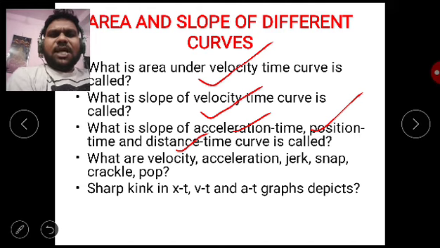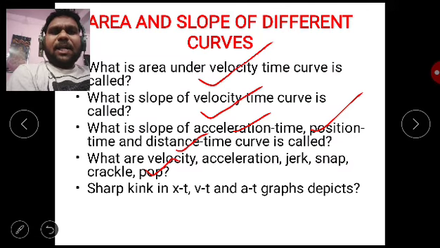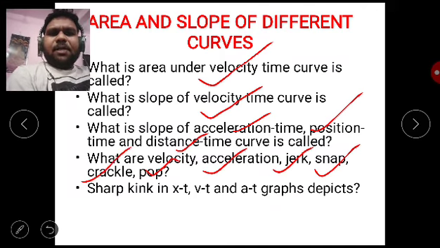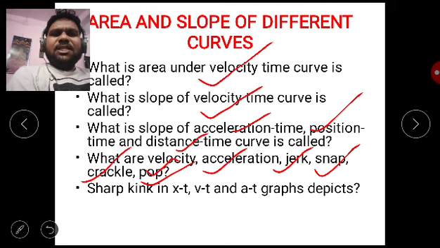Velocity is the rate of change of position with time. Acceleration is the second derivative of position with time, that means d square x by dt square. Jerk is the third derivative, snap is the fourth derivative, crackle is the fifth derivative and pop is the sixth derivative.